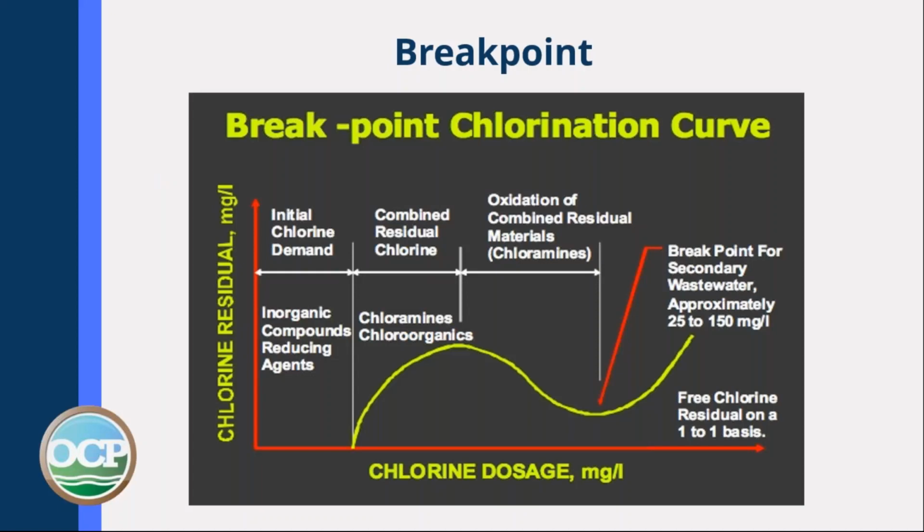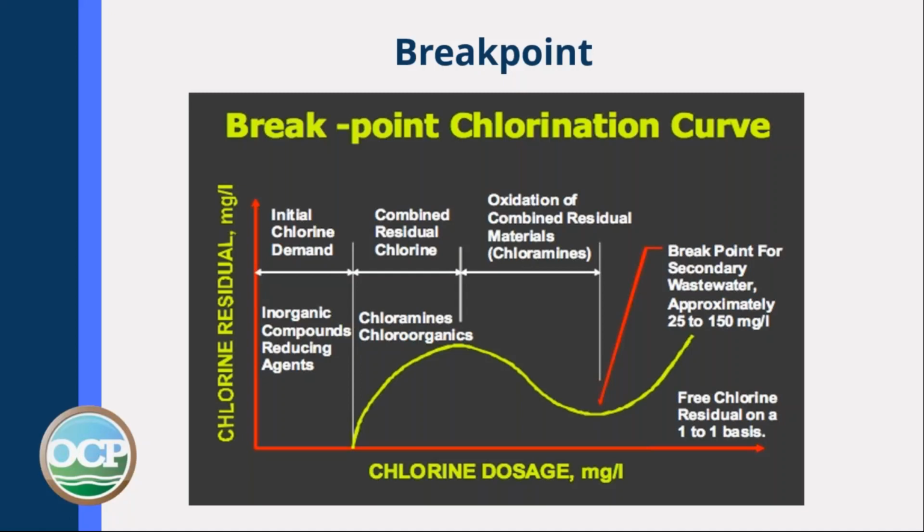Breakpoint chlorination. All this is saying is you have to add enough chlorine to get past everything that's in the water before you can be sure you've done an effective job of disinfection. When you first start adding chlorine to water, it's immediately used up by inorganic compounds and reducing agents. As you keep adding it, you make some combined residual with chloramines and chloroorganics. You keep adding, you oxidize the combined residuals, the chloramines, because chlorine tears them apart.